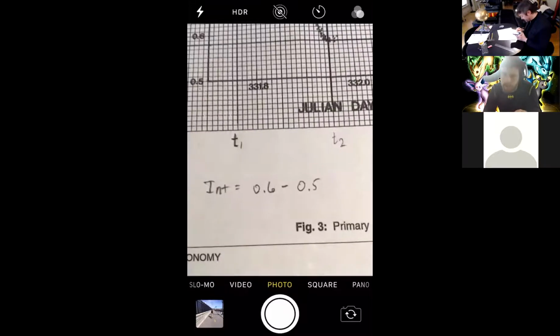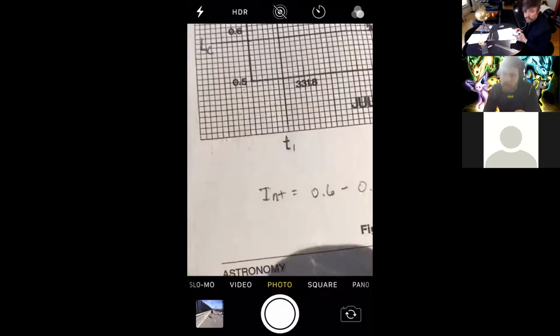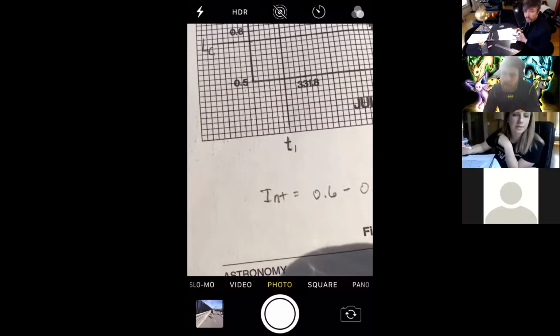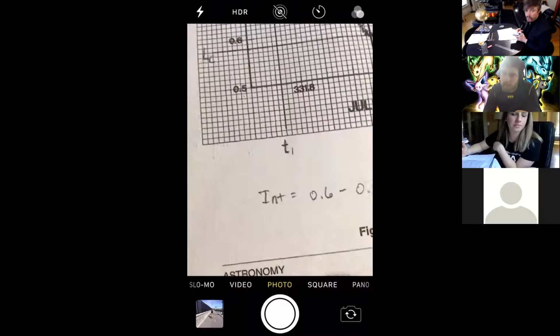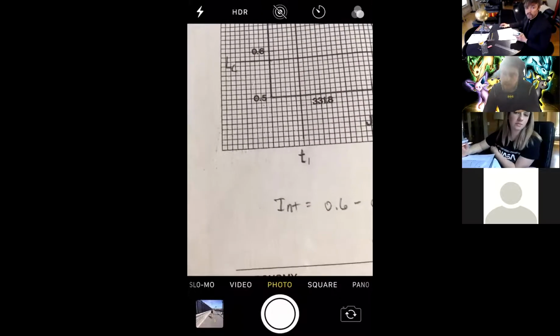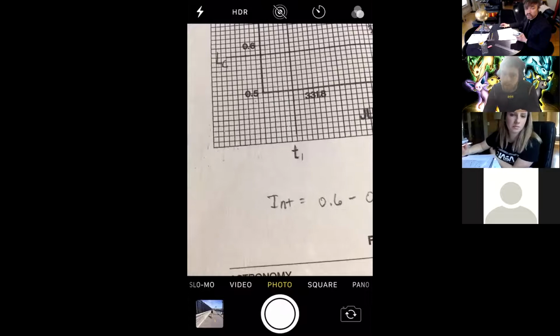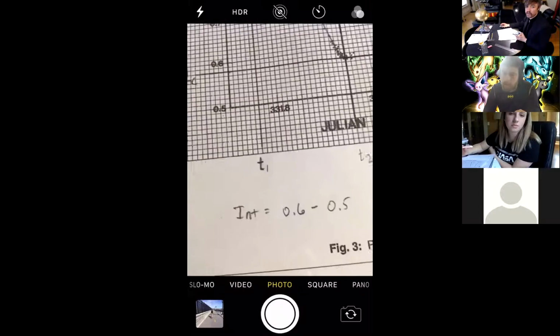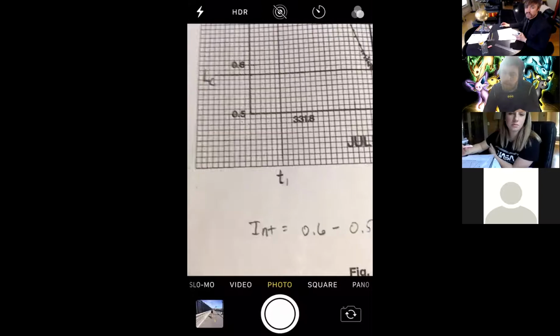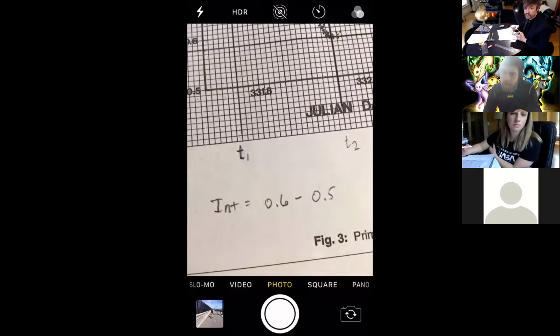What's the interval? 0.55. Sorry? Is it 0.55? No. The interval is... oh, I see what you mean. Emily, can we just do this slow and steady by the numbers?